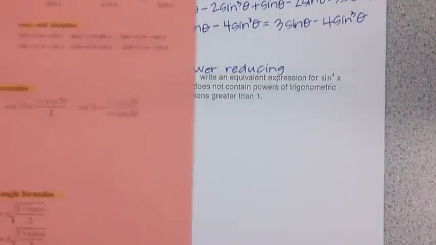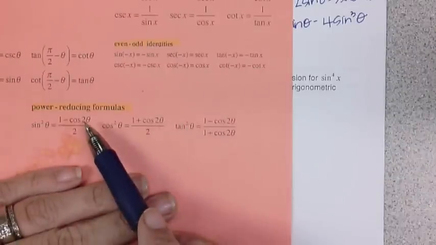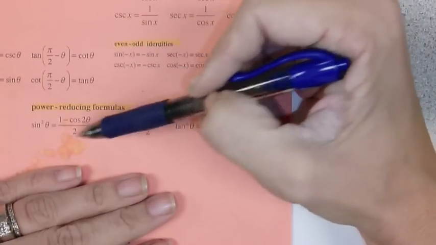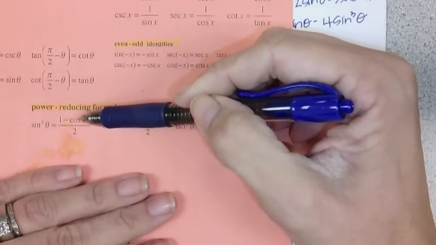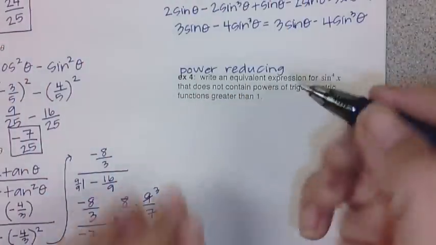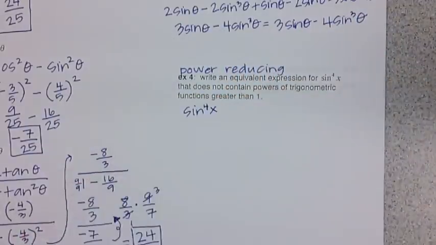So here is my formula sheet, and we're going to be looking at these right here. So we have sine squared theta, cosine squared theta, and tangent squared theta, and if you notice the expressions to the right, the highest power of cosine in each of these is just 1. So we're going to start with sine right here. So we have sine to the fourth of x, and we have to figure out how to write this without that fourth power. The highest power of x that it can be is 1.